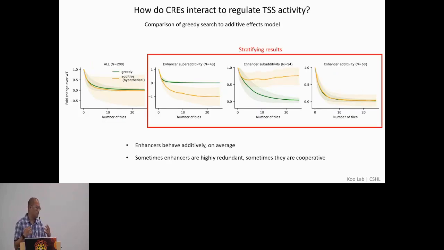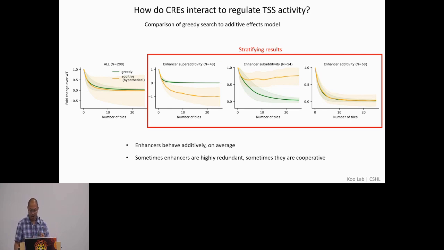Now, the previous greedy search only identifies sets of enhancers, but it doesn't tell us how those sets of enhancers interact. We can gain insights into how they interact by comparing them to different types of interaction models. Here we compare them against an additive effects model of enhancers. We largely found that they behave additively on average, but we can stratify these results and find scenarios where certain enhancers for genes interact subadditively, i.e. redundantly, or superadditively. We also compared these interactions with a multiplicative model, but I'm not showing you those results today.